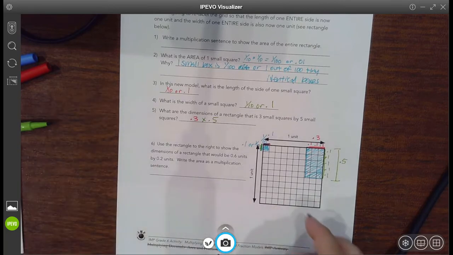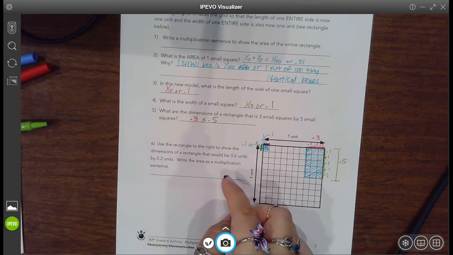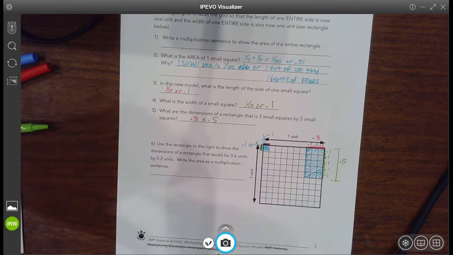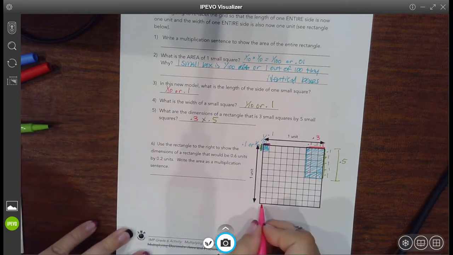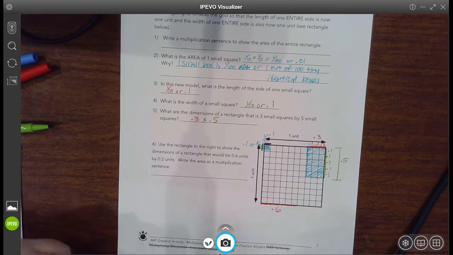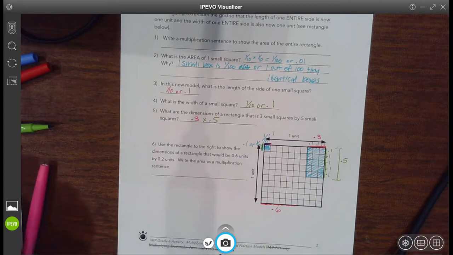Okay, use a rectangle to show the dimensions of a rectangle. That would be 0.6 by 0.2. So let's measure out 0.6. I have space down here. 1, 2, 3, 4, 5, 6. Okay, by, they said 0.2.